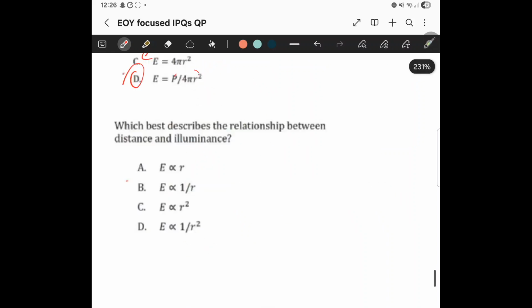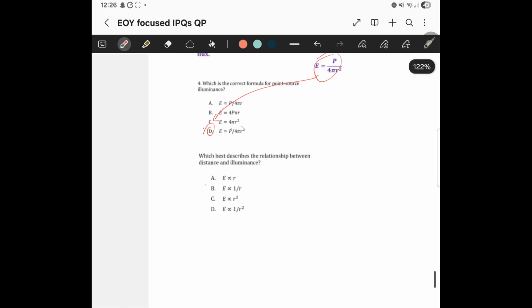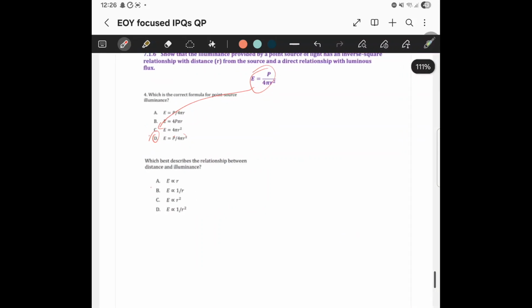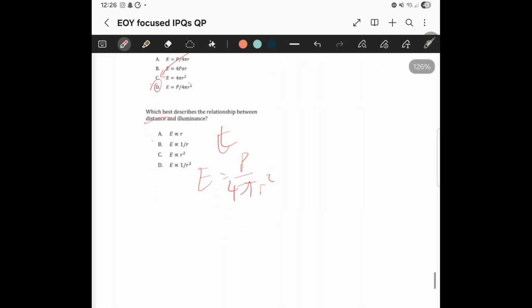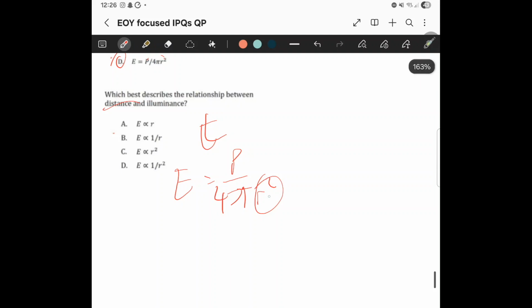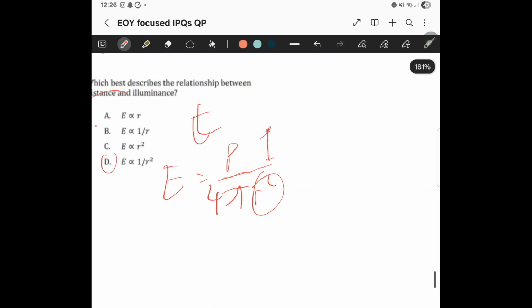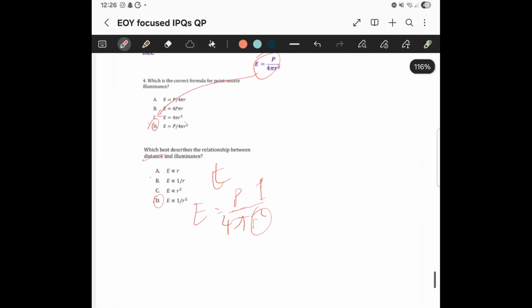What best describes the relationship between distance and illuminance? The illuminance, well, as you can see, E equals P over 4 pi r squared. It's asking for distance. Distance is r. It's dividing by r, like I mentioned earlier. Dividing means inversely proportional. Inversely means 1 over r. There's an imaginary 1 above it. 1 over r squared. 1 over r squared must be d in this case. That is the correct answer. It's inversely proportional to 1 over r squared.